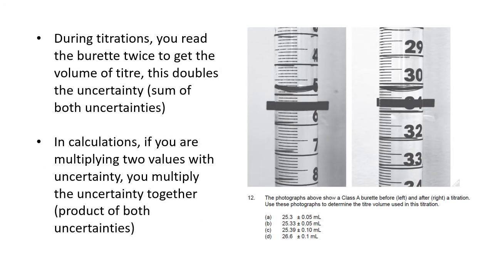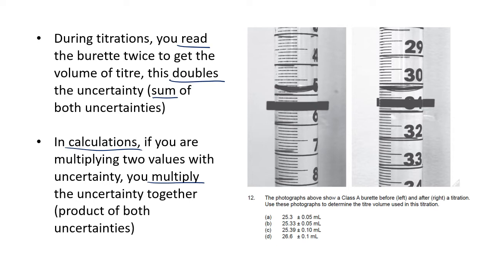Okay, so during titrations, you read the burette twice to get the volume of the titre, which doubles the uncertainty because you have to take into account the first uncertainty and the second uncertainty. In calculations, if you are multiplying two values with uncertainty, you multiply the uncertainties. When you're reading something, you double it, which is the sum effectively.